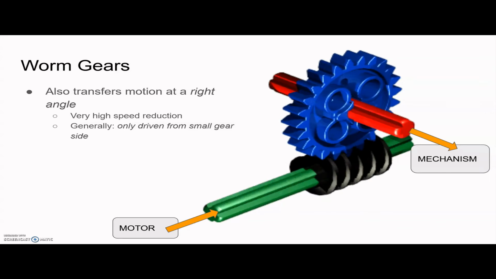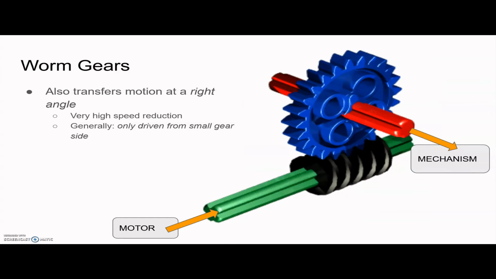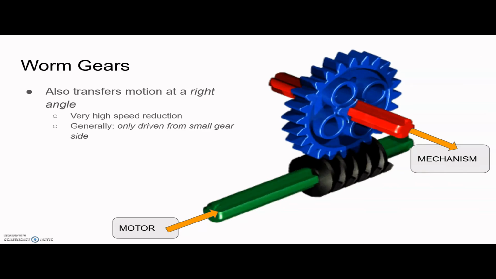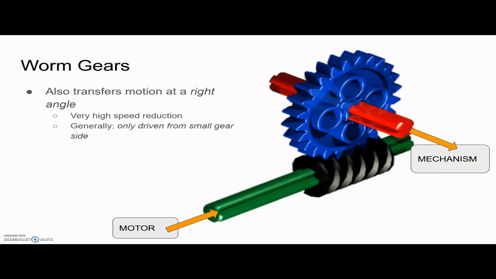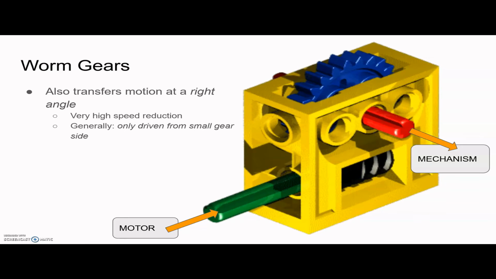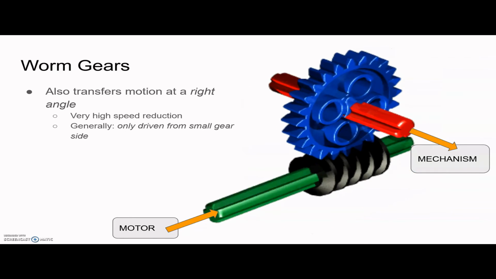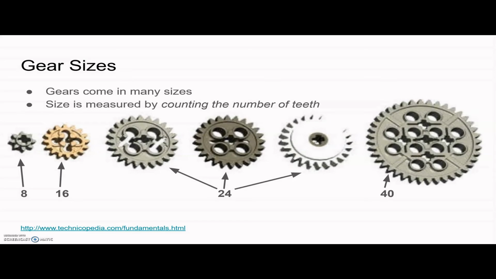Worm gears have a high reduction in a very small space. Worm gears can generally only be driven from the smaller gear side. That's where the motor is pointing in. These are very good at locking mechanisms, where you need parts to stay in place after you turn off the motor.